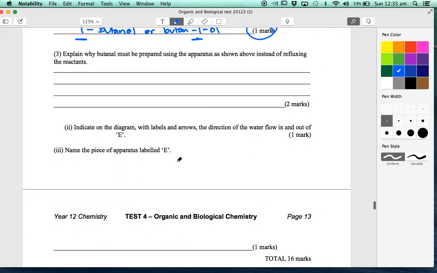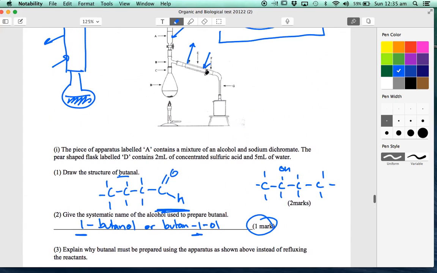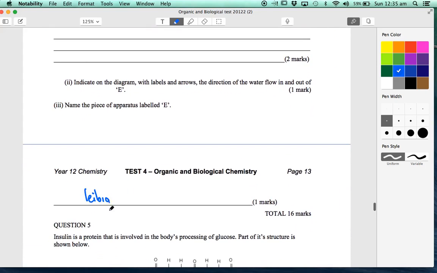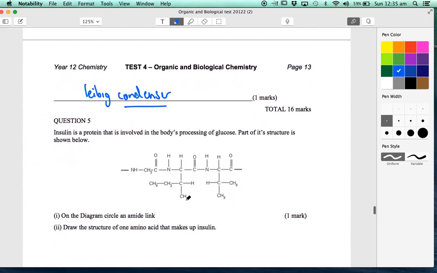Name the piece of apparatus labeled E. That's easy, it's a condenser. In actual fact, it's a Liebig condenser. I'm sure you would be fine if you just wrote condenser.